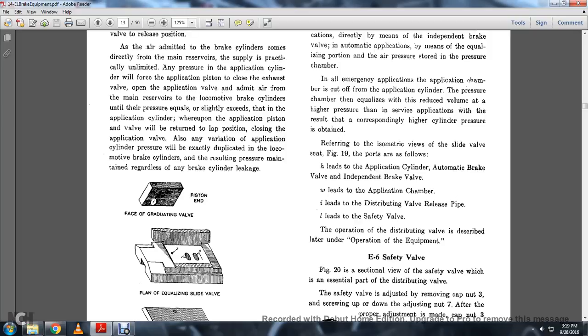Referring to the isometric view of the slide valve, figure 19, the ports are as follows: H leads to the application cylinder, the automatic brake valve, and the independent brake valve; W leads to the application chamber; I leads to the distributing valve release pipe; and L leads to the safety valve. The operation of the distributing valve is described later in the operation of the equipment.